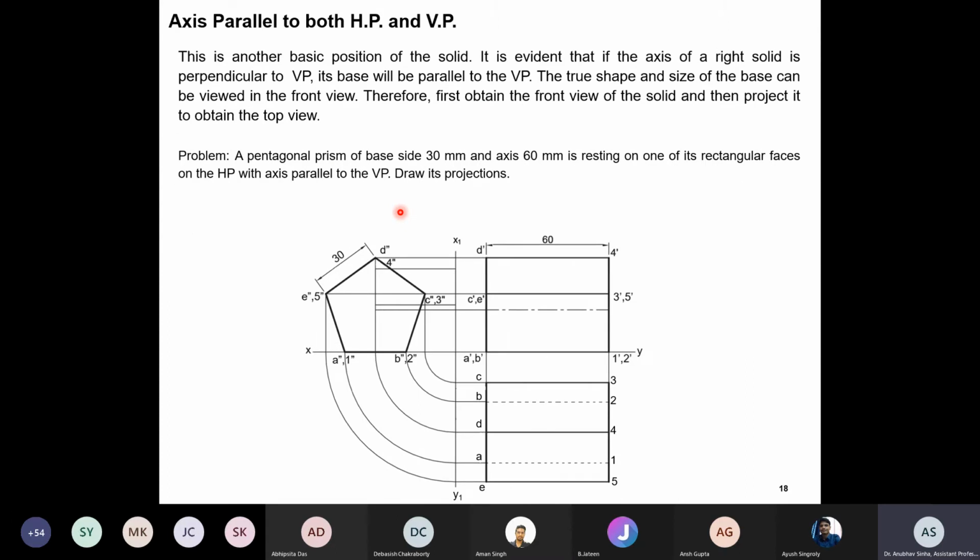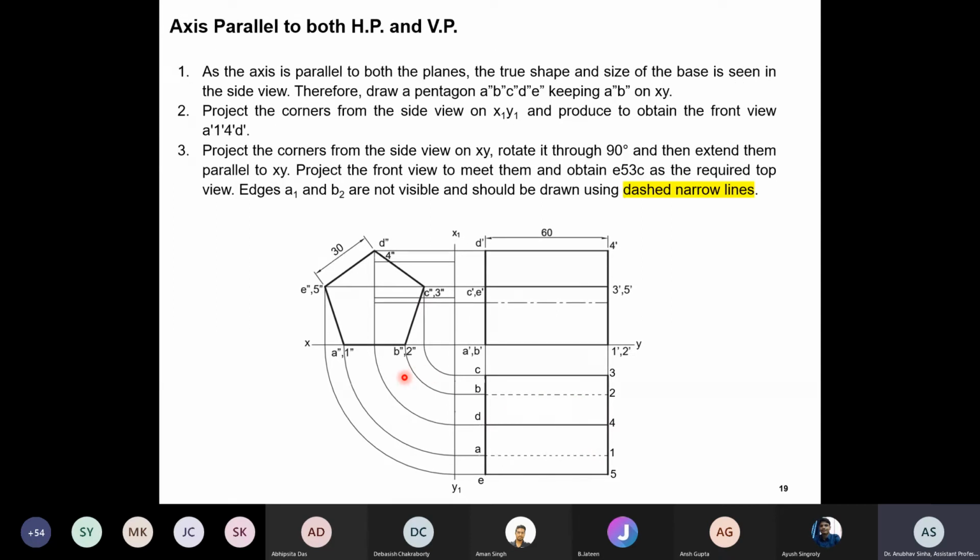Now, another interesting case is where your axis is parallel to both horizontal and vertical. Okay, let us say this is lying in this position. So what you do is, first, let me go through the steps.